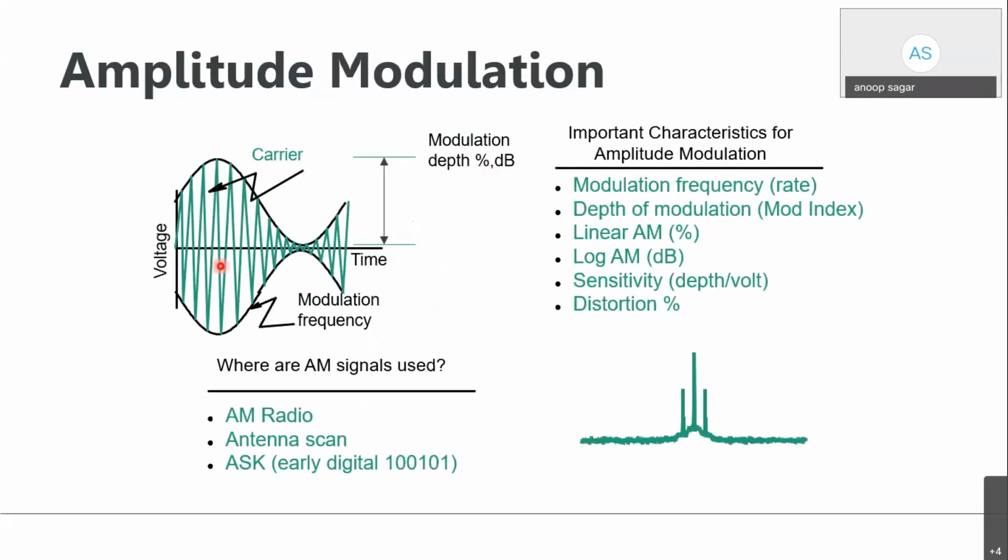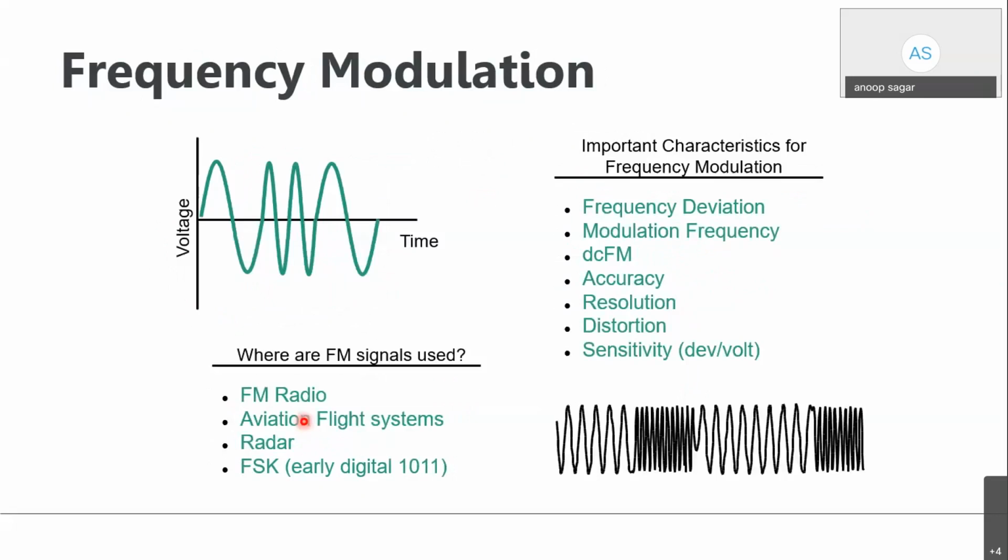So this is the brief about amplitude modulation. Important characteristics for amplitude modulation are modulation frequency rate, depth of the modulation, linear amplitude modulation percentage, log amplitude modulation, sensitivity, and the distortion in percentage. Amplitude modulated signal is used in AM radios, antenna scan or ASK. So this slide gives you a brief idea about frequency modulation.